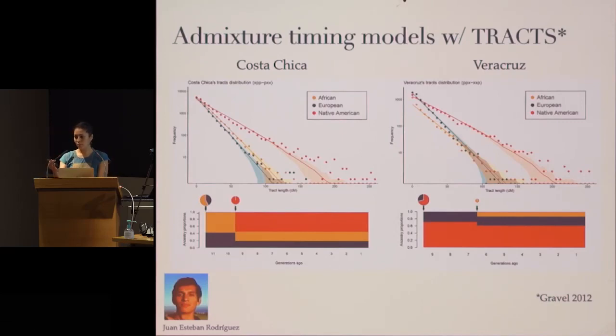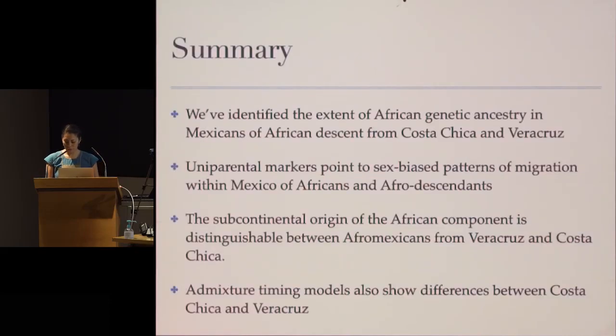So, same as Paul, we think that the admixture process was way more complex. So we still have to dig into that. I think we have to try different things for really resolving that. So of this part, in summary, we've identified the extent of African genetic ancestry in Mexicans of African descent from Afro-descendants in Costa Chica and Veracruz.